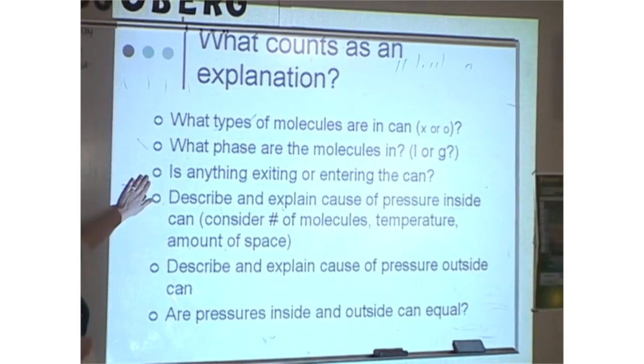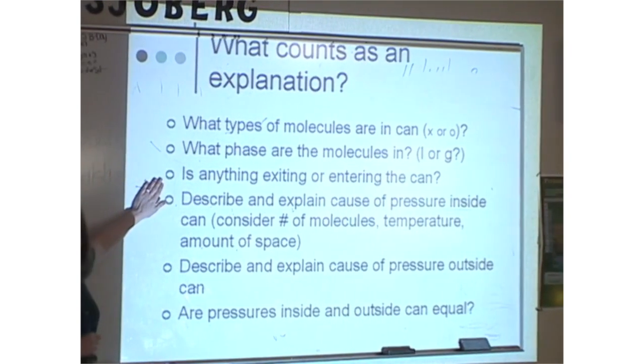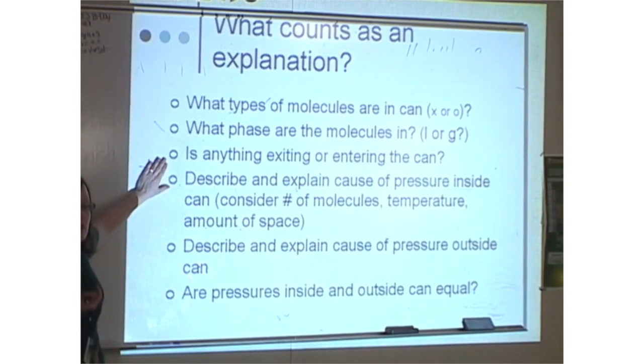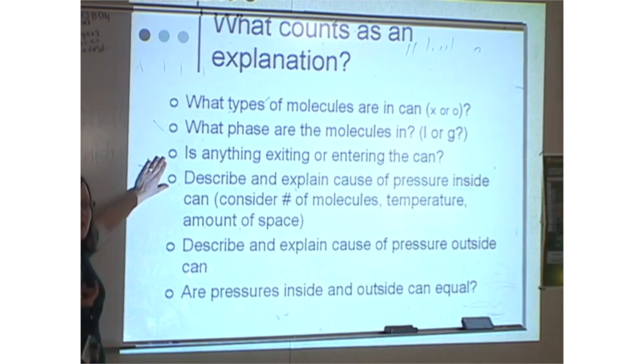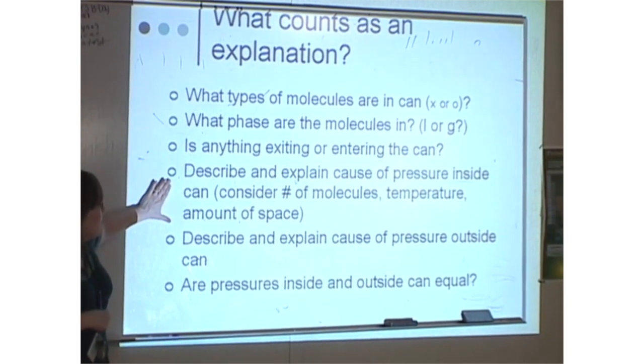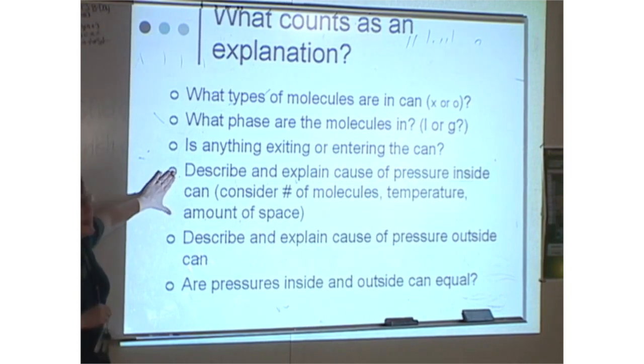Is anything exiting or entering the can? Air. So you said the air molecules, and some of you said the water molecules in the form of a gas could also exit the can. I want you to tell me the cause of pressure inside the can. You were just telling me those molecules inside the can were creating pressure, the air molecules outside were creating pressure.